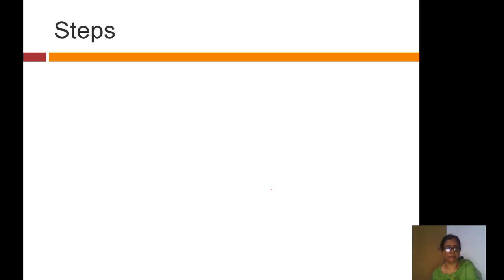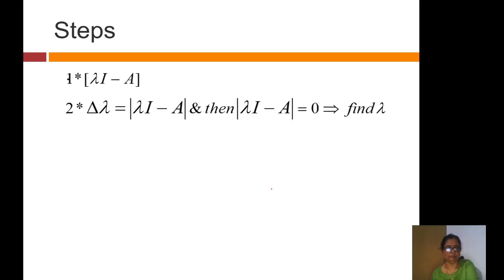Now these are the important steps for solving problems of Sylvester theorem. First step, we find the matrix lambda I minus A. Then find del of lambda, the determinant of lambda I minus A, and put it equal to 0. Solve this equation and find the values of lambda.